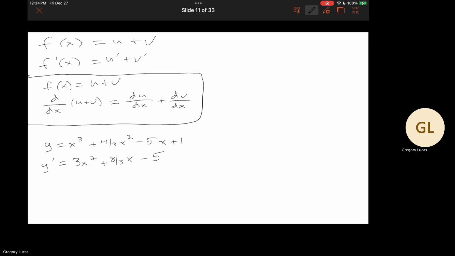Okay. Another rule we have is the derivative of e to the x. The derivative of e to the x is one of our easiest ones. So if we have f of x is equal to e to the x, f prime of x would just be e to the x.